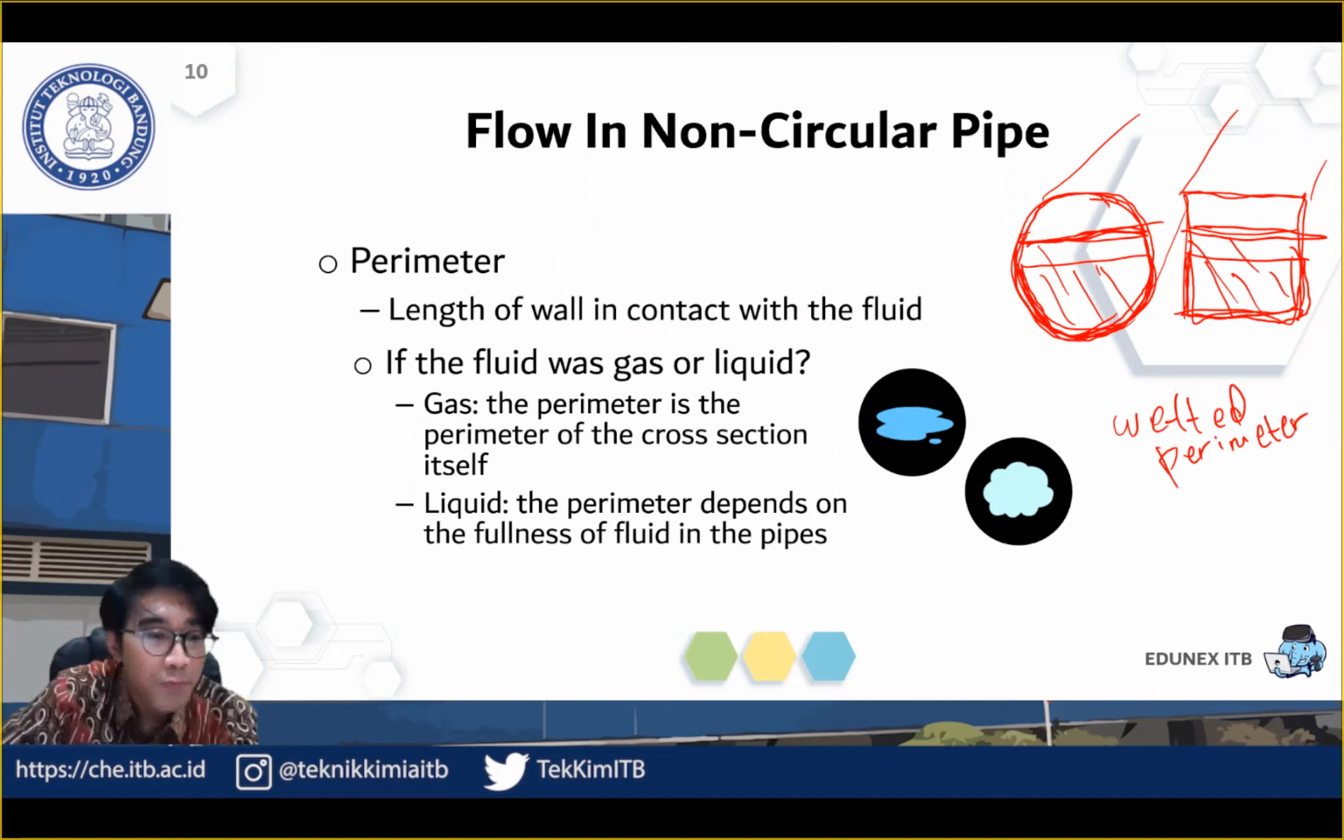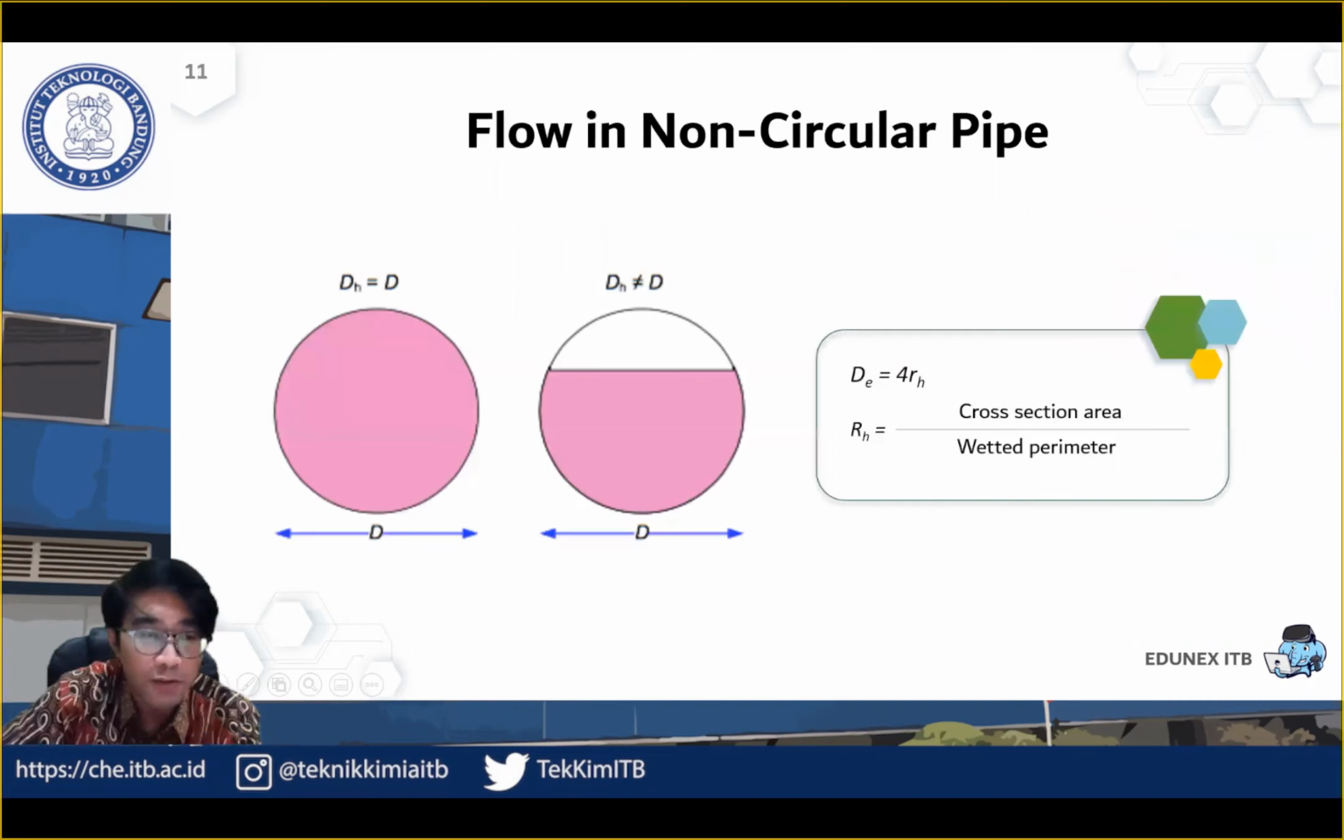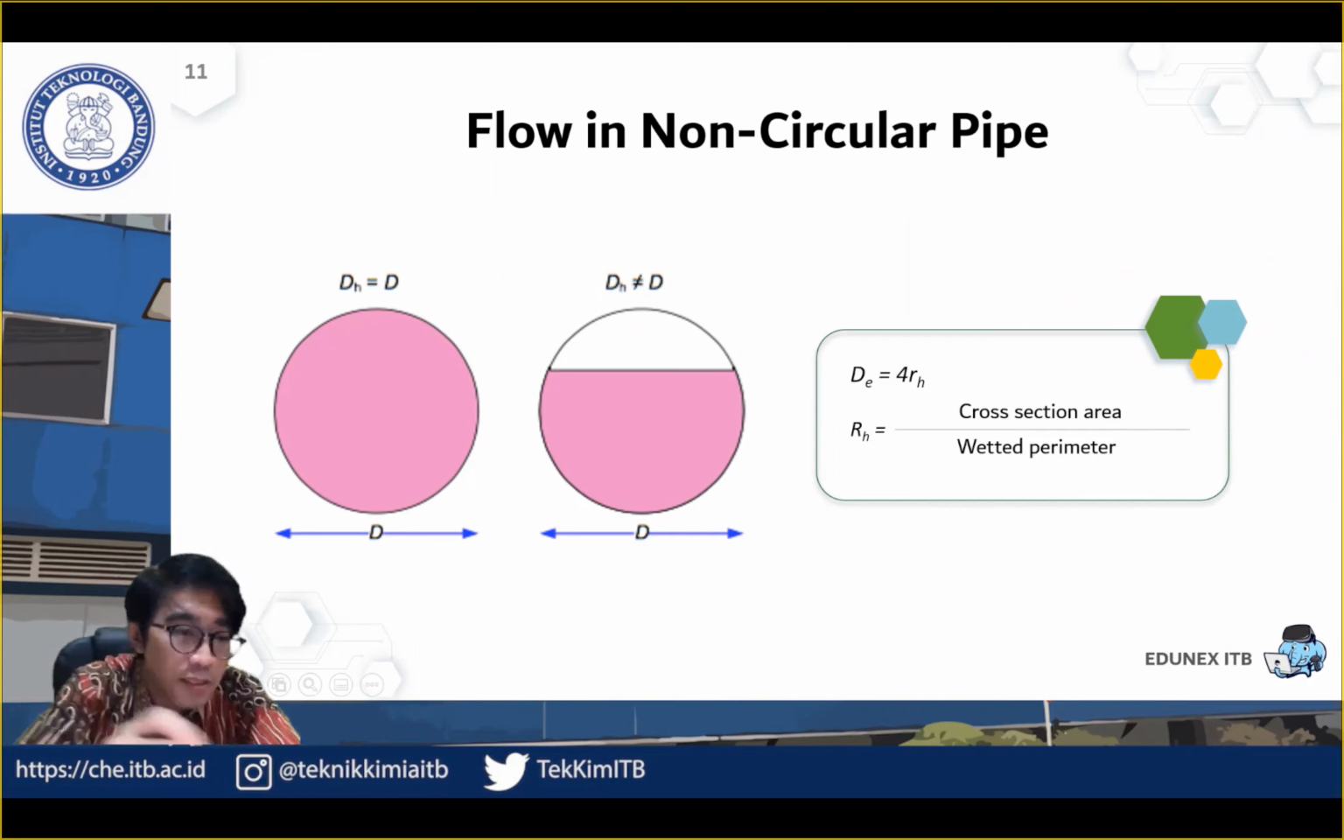So for the gas, the perimeter will always be the cross section of the pipe, karena gas selalu mengisi penuh. But for the liquid, the perimeter will depend on the fullness of the fluid in the pipe. For example, it's like this one. Yeah, the pink color represents how much the water or the liquid is filling the pipe. So this one is the perimeter, and this one is the perimeter. Ya, jadi perimeternya ini, yang ini hanya yang ini.